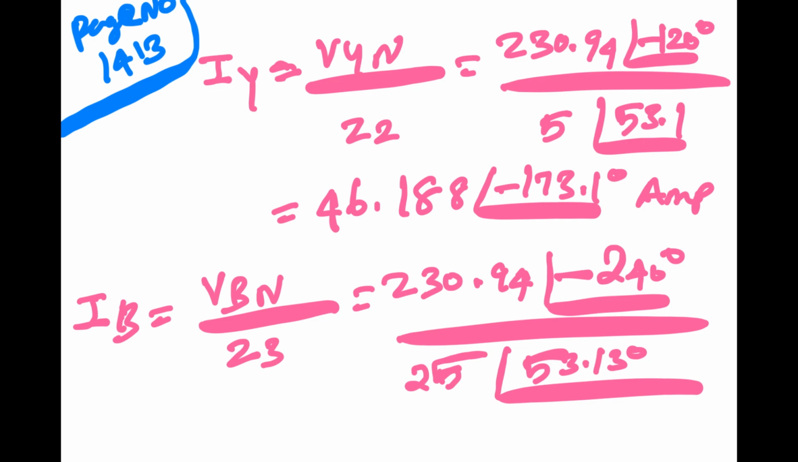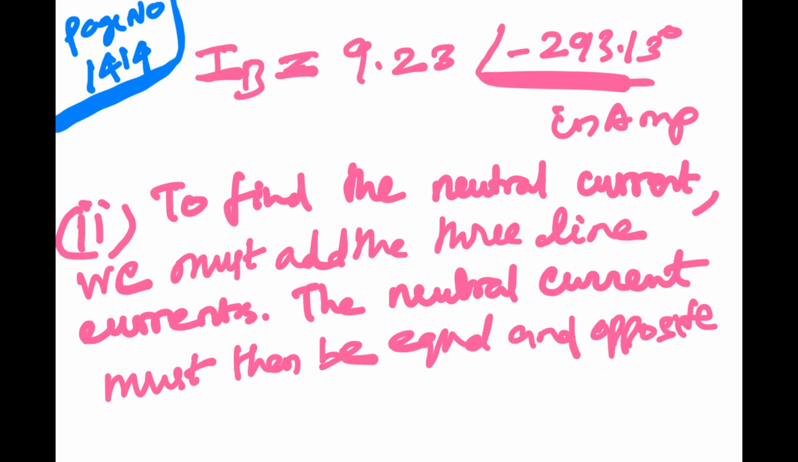IB is VBN divided by Z3. VBN angle is minus 240 degree, which is important. Put the Z3 value and we obtain IB. IB is 9.23 angle of minus 293.13 degree in ampere.